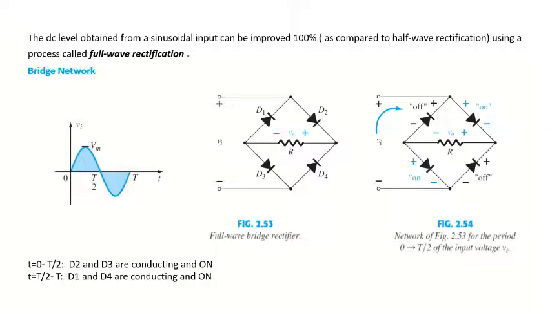Now you already have the basic concept of half wave rectification, but in full wave rectification, the DC level obtained from a sinusoid input can be improved 100% compared to half wave rectification.